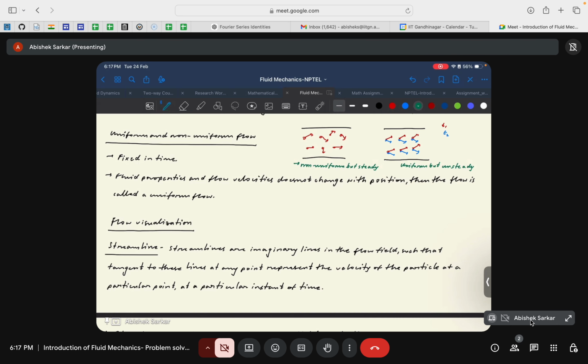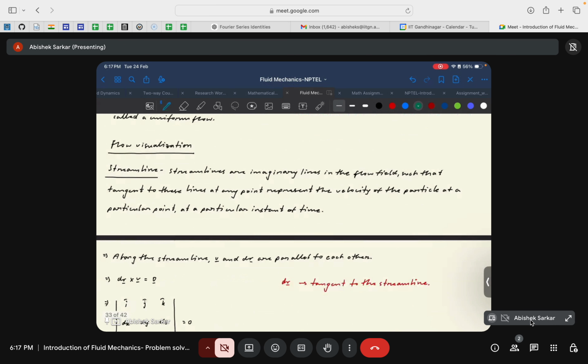Okay, so these are special cases, but in general you can rightly correlate: flows that are non-uniform usually turn out to be unsteady, and flows which are uniform usually turn out to be steady. But you cannot generalize it. In most cases that's the case, but there might be some special cases like this. Okay, so if there's no doubt, let's move forward.